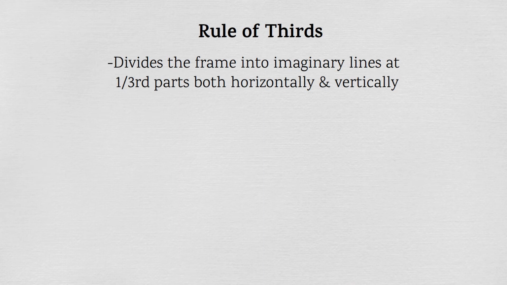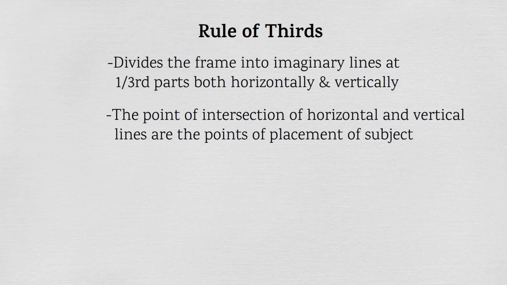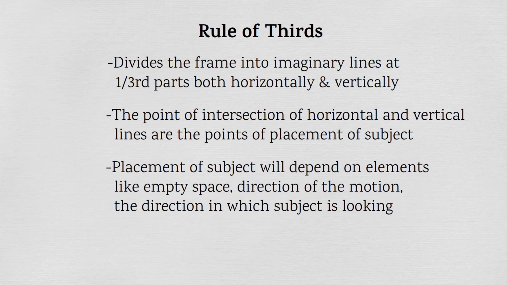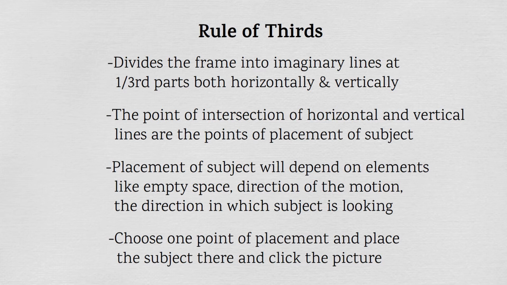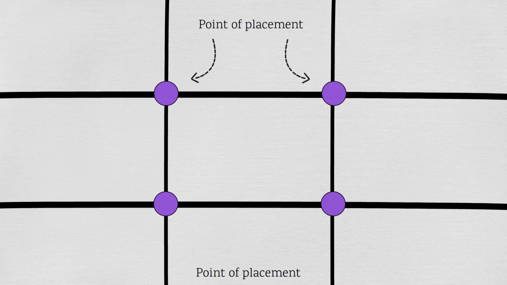The rule of thirds is basically dividing the frame with imaginary lines into thirds, both horizontally and vertically. The points of intersection of the horizontal and vertical lines are the points of placement where you would like to place your subject. This placement of the subject will depend on elements like empty space, direction of the motion, the direction which the subject is looking, etc. Then you choose one point of placement, place the subject there and click the picture. If you look at the screen, you will see that there are 4 points of placement. You can place the subject in any of these points depending on where the subject is looking or in which direction the motion is happening.